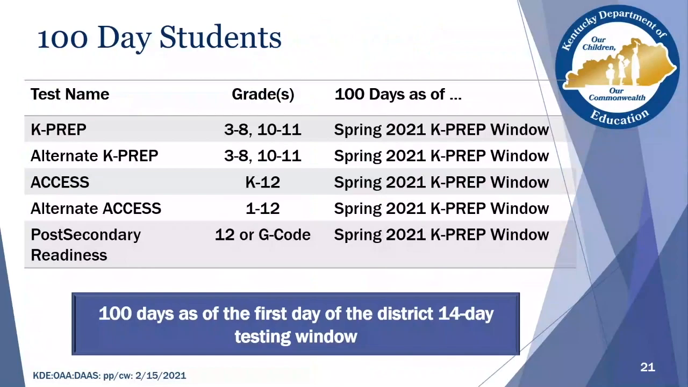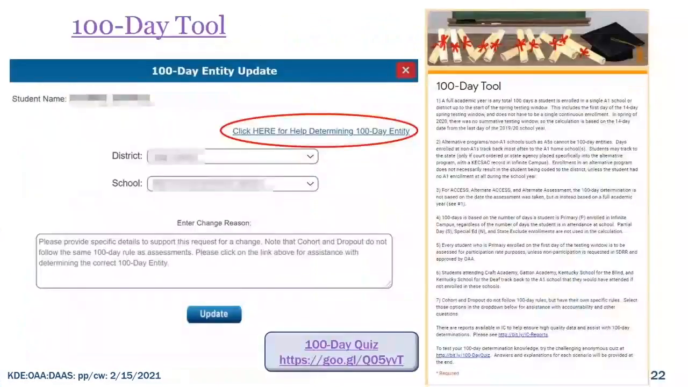To help you determine who is a 100-day student, we have developed the 100-day tool. This is available under the I Need Help button or from the 100-day tool link at the top of this page. The short URL displayed in the 100-day quiz button will take you directly to the quiz. It is an anonymous accountability quiz you can use to test your knowledge and to challenge or train staff members.